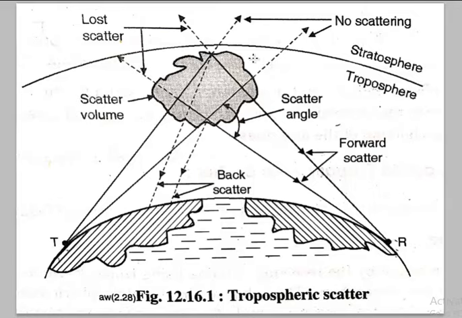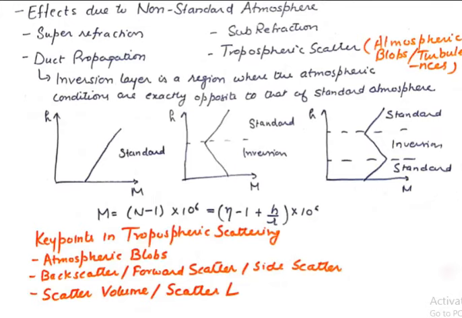So that's how tropospheric scattering has different phenomena like duct propagation and scatter volumes, and then we have super refraction and sub refraction. So these are the phenomena which make tropospheric propagation different from ground wave propagation. This is mostly a theoretical topic, and in the exam also you'll be asked to define these phenomena.